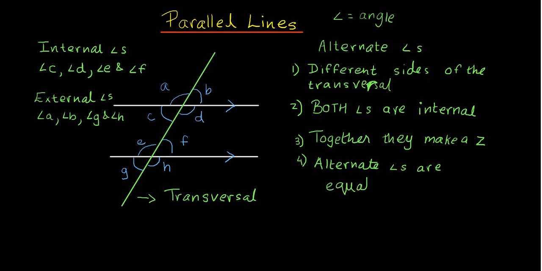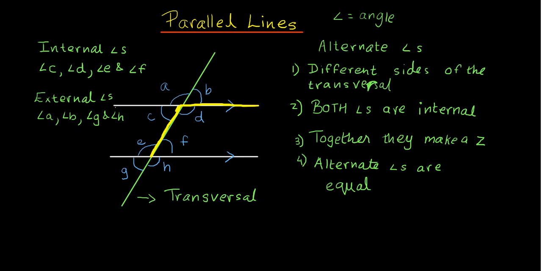Okay, so let's see what angles are alternate over here. So remember, firstly, they have to be on different sides of the transversal. So one has to be on the right, one has to be on the left, and they both have to be internal. So let's start off with this one. D is internal, that's on the right. So for something to make an alternate angle with D, it has to be on the left hand side, so we have C, which is on the left hand side as well.